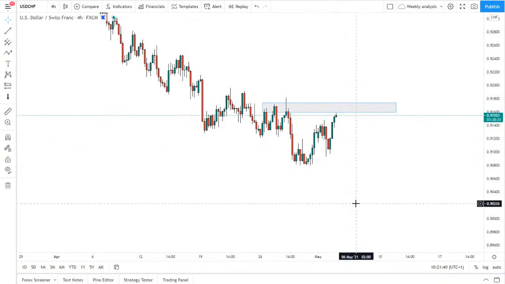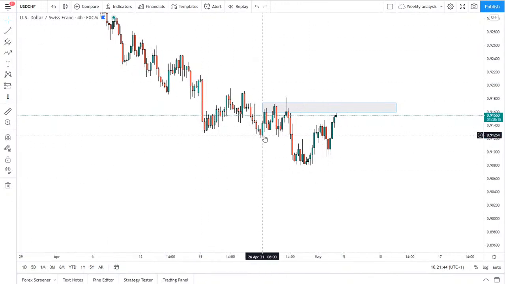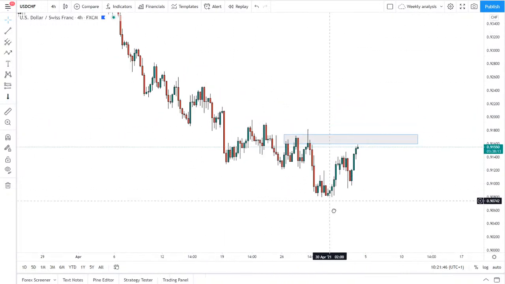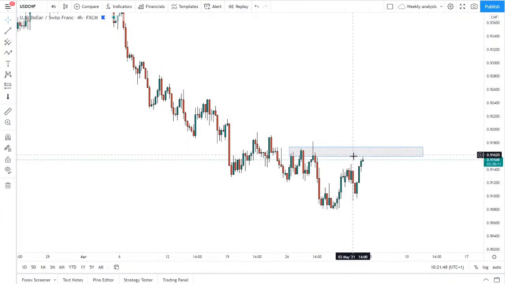So biases to the upside for USD CHF. Again, it still is a bearish market here, so a little bit difficult to look for buys there. But if it does go and break through this area that it is coming into now, I think we could see some nice upside momentum for USD CHF.